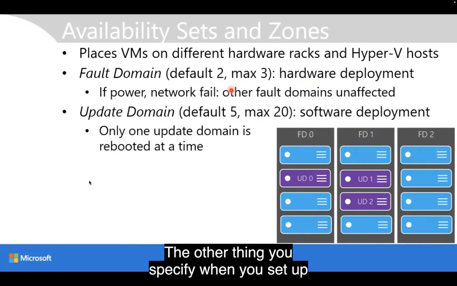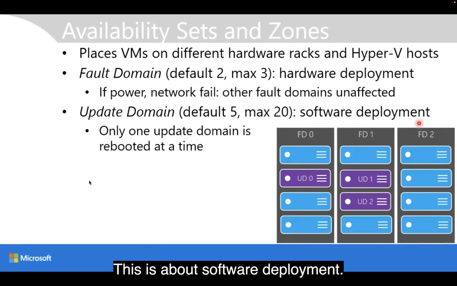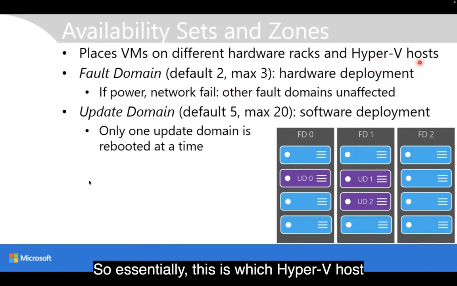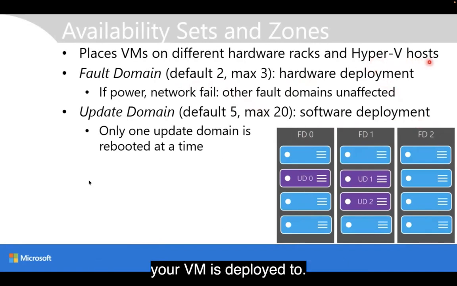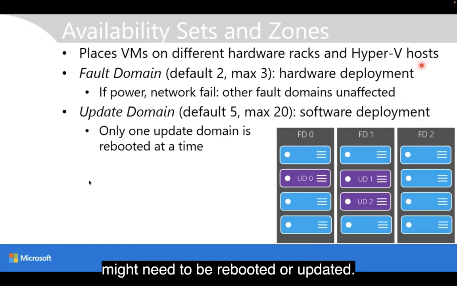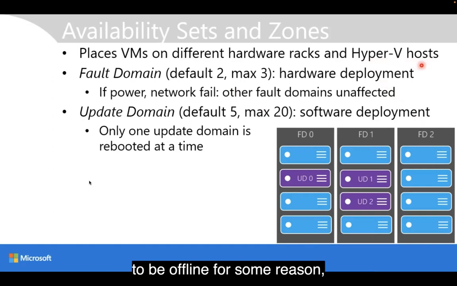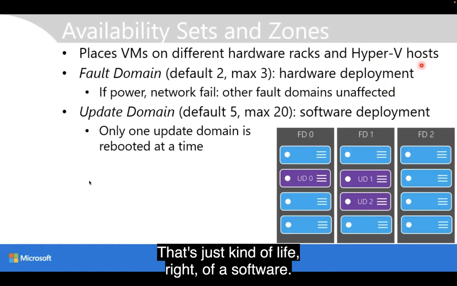The other thing you specify when you set up an availability set is called an update domain. This is about software deployment. So essentially, this is which Hyper-V host your VM is deployed to. There are times when the Hyper-V host machine itself might need to be rebooted or updated. There are times when your VMs might need to be offline for some reason that's unrelated to your workload. That's just kind of life, right, with software.